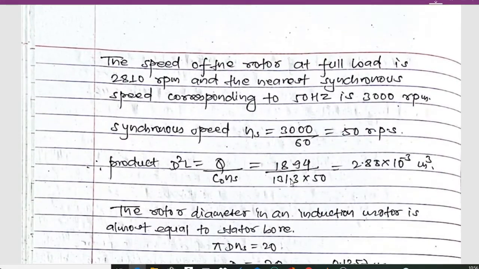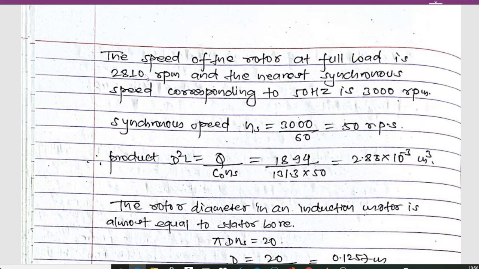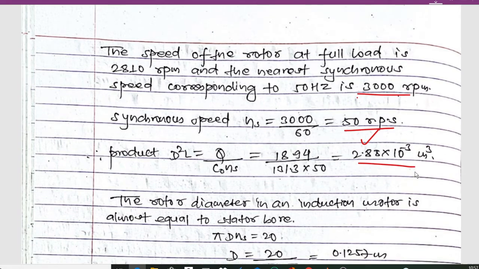Here the speed of the rotor at full load is 2810 rpm, given in the question, and the nearest synchronous speed corresponding to 50 Hz is 3000 rpm. So we will consider the nearest speed, 3000 rpm. So synchronous speed ns equals 3000 upon 60, which gives 50 rps. Now the product D square L is given by Q0 upon C0 into ns, where Q0 is 18.94 and C0 is 131.3 into ns is 50. So we'll get 2.88 into 10 to the minus 3 meter cube.